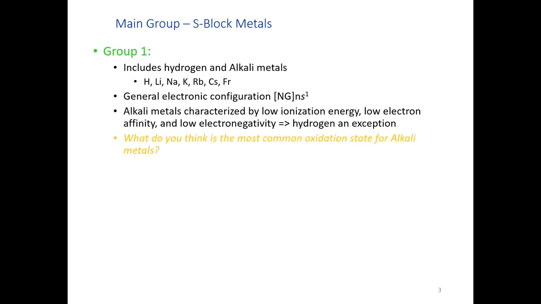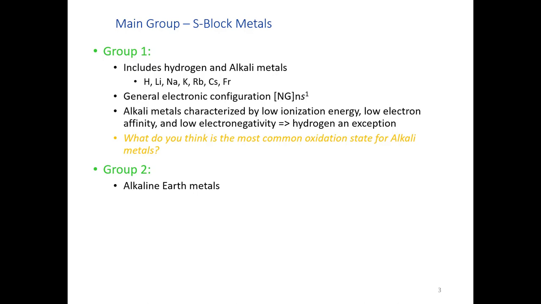What do you think is the most common oxidation state for alkali metals? The correct answer is +1, but a simple answer like that won't be enough in this course. Memorizing facts without understanding why is just not enough. Your explanation will always need to answer the why in this course. So why is +1 the most common oxidation state for the alkali metals? Because they achieve a noble gas electronic configuration when they lose an electron.